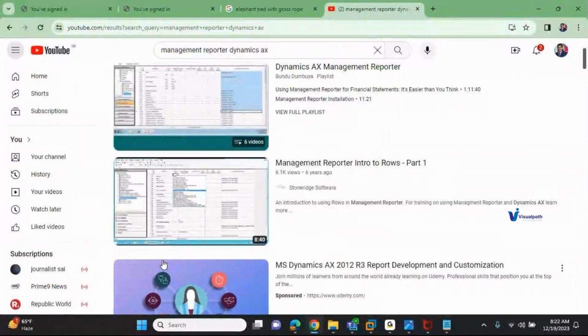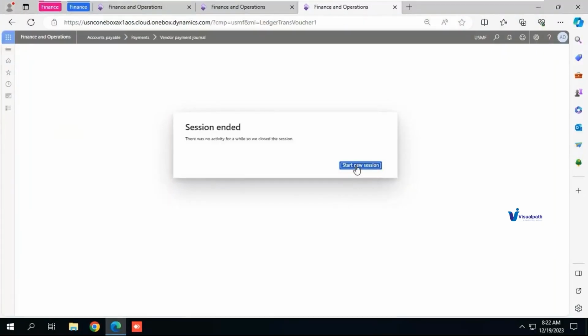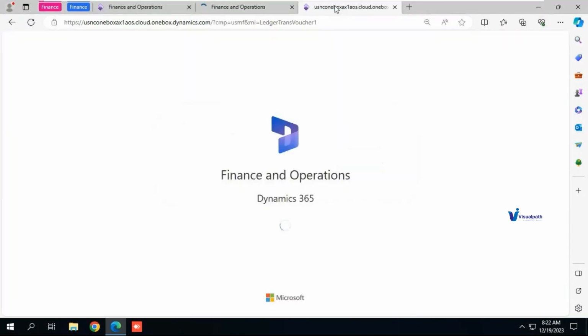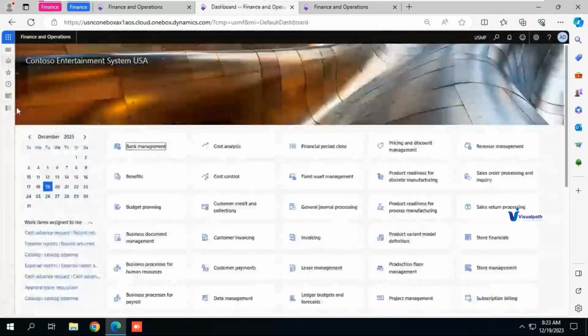Okay. Next, electronic reporting. In electronic reporting, the problem is, once again, you need to have an LCS link. In the trial version, the LCS link will not be there. If I open electronic reporting, I cannot show you. The challenge is the environment. So if you are expecting that, don't expect much from me on electronic reporting.